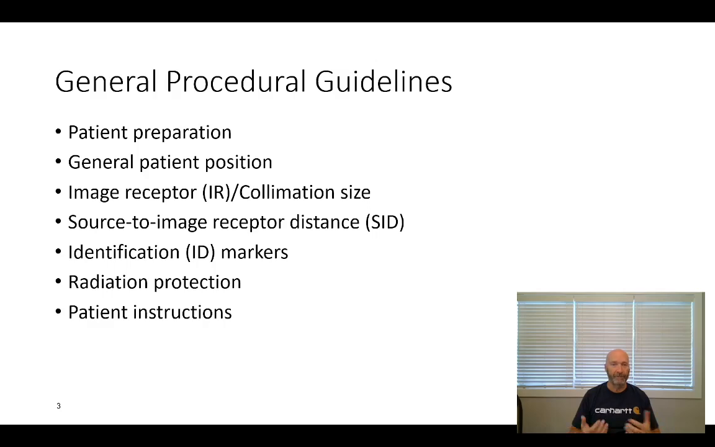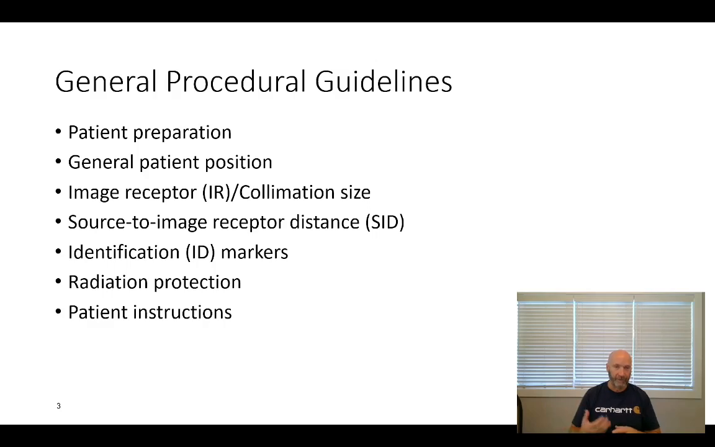Your image receptor should always fit the part. So if you have a pediatric patient and you have access to a smaller image receptor, you would use that smaller image receptor. Always your collimation should be to the part and never larger than the image receptor that you're using.